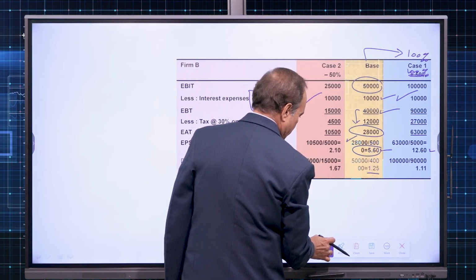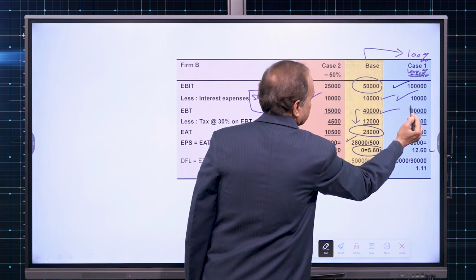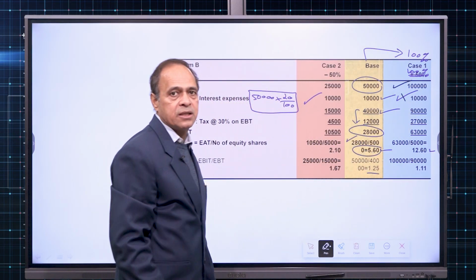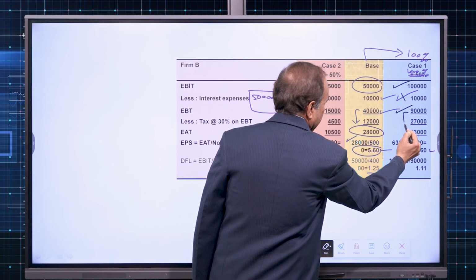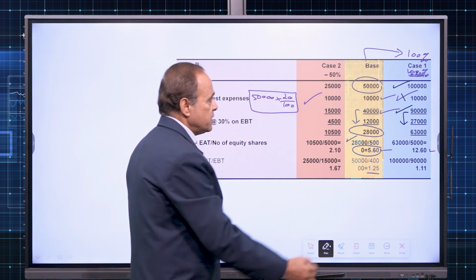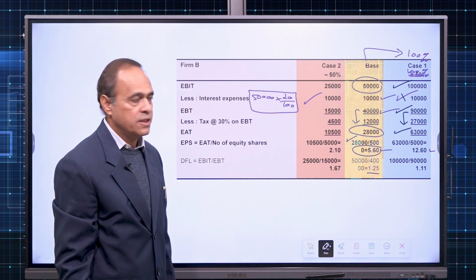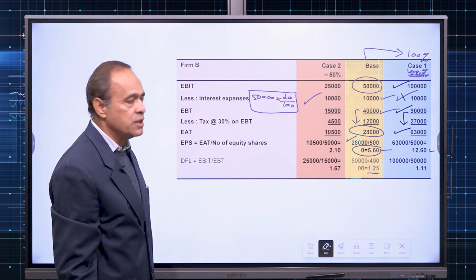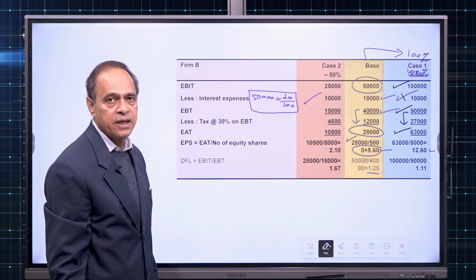What is my EBIT? 1 lakh. Interest will remain the same, 10,000. 90,000 is EBT. On this 90,000, I am paying 30% tax. 63,000 is left out for equity owners, and there are 5,000 shares. So EPS is 12.6. So that is the way we can interpret that.